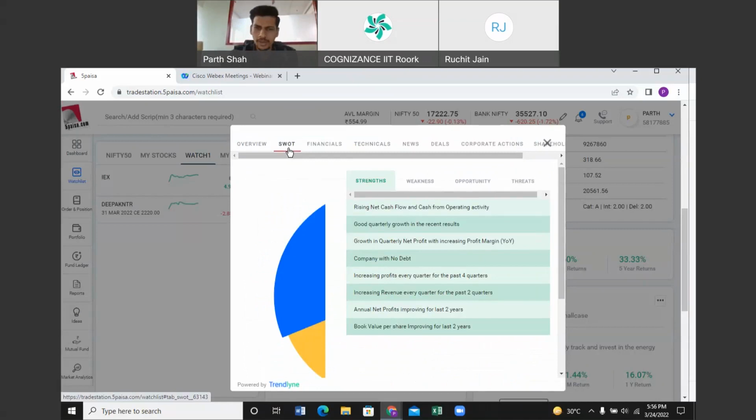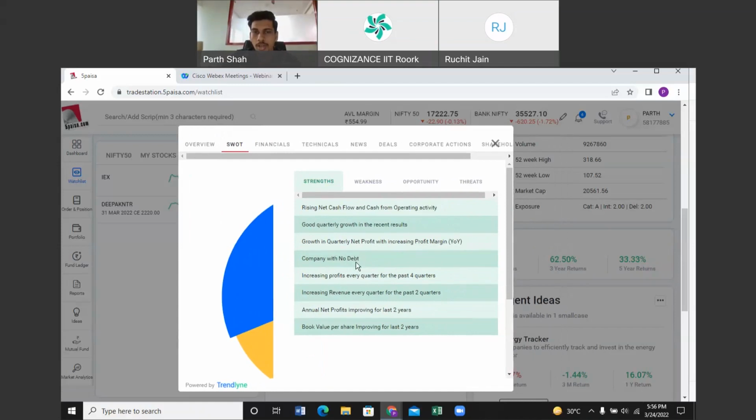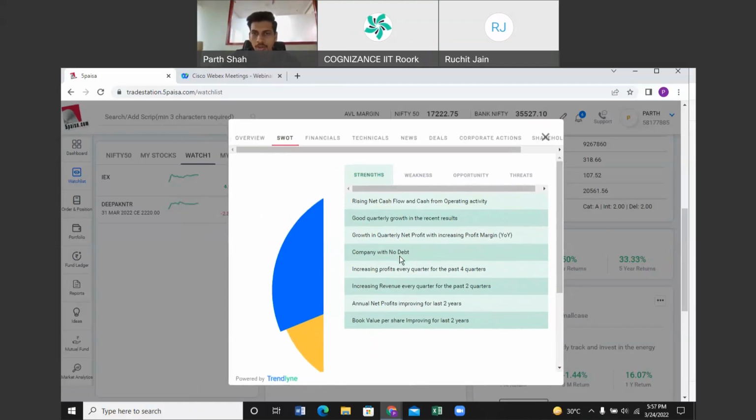So that's one thing. Then you should go to the technicals, where the basic thing you should first see is SWOT. SWOT is a basic thing everyone should go into a particular stock and look at. The whole reason being, this is basic and everyone can understand it very easily, and it can give you a very clear picture about how the company is performing. So it has already given you a bifurcation of what the strengths of this particular company are. So if you can see, it is raising net cash flow and cash from operating activity, which is a good sign. Good quarterly growth, then you have the company with no debt. So the company does not have any loans. That is a very good thing.